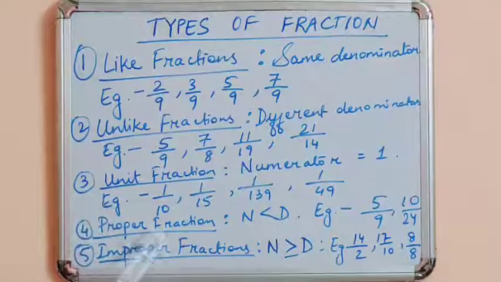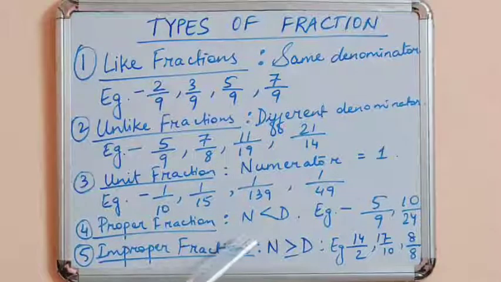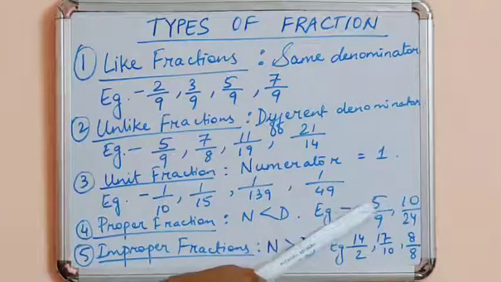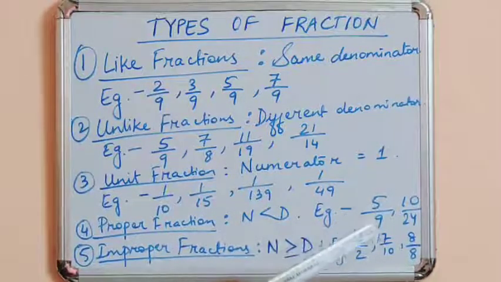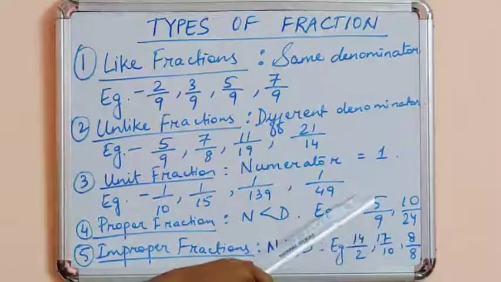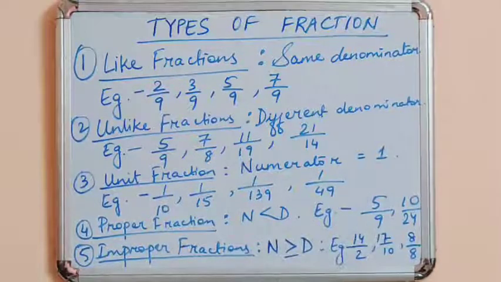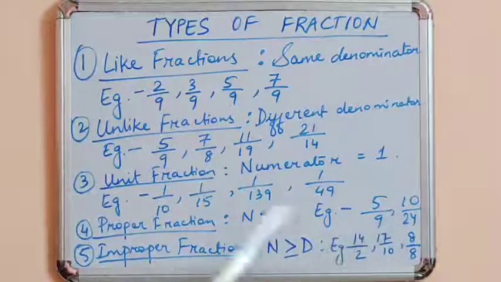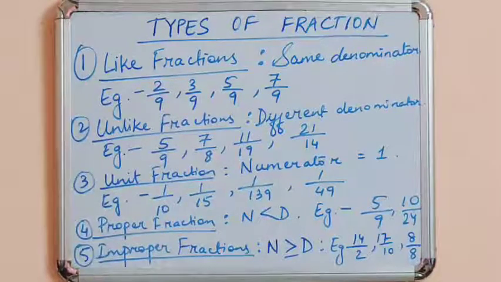Number 4, proper fraction. Proper fractions are the fractions in which numerator is less than the denominator. For example, 5 by 9. Here 5 is the numerator, 9 is the denominator, and you can see 5 is less than 9. Since numerator is less than the denominator, it is known as proper fraction. Similarly, 10 by 24 is also a proper fraction.